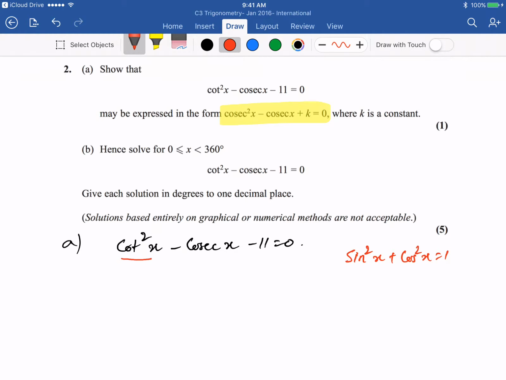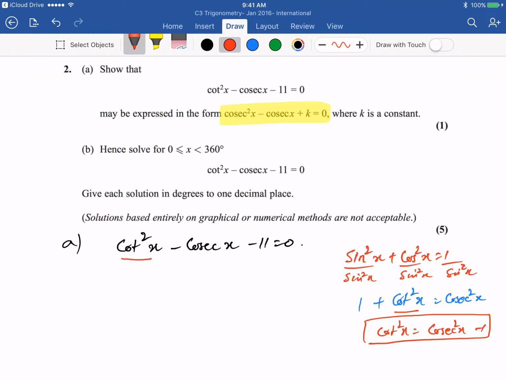Cot you can only get if you divide cos by sine. So if I divide by sine square x throughout, you can see that cancels off, and you have 1 here, plus that is cot square x, and 1 over sine square is cosec square x. And we can now rearrange to work out cot square x is equal to cosec square x minus 1. So we can use that now.